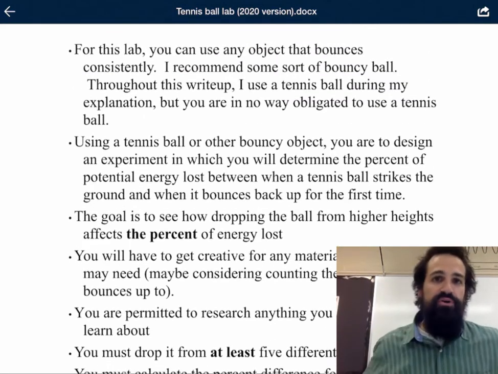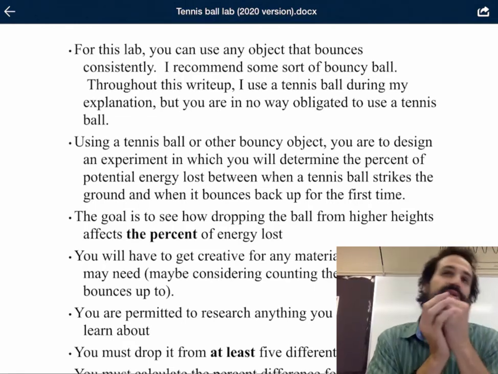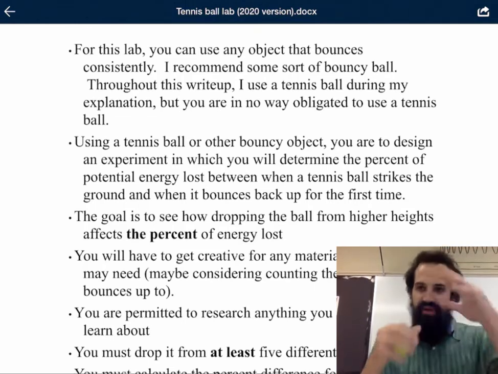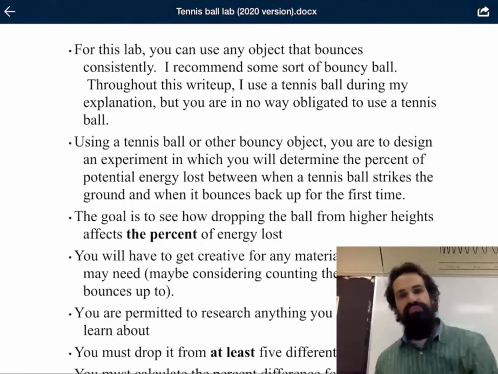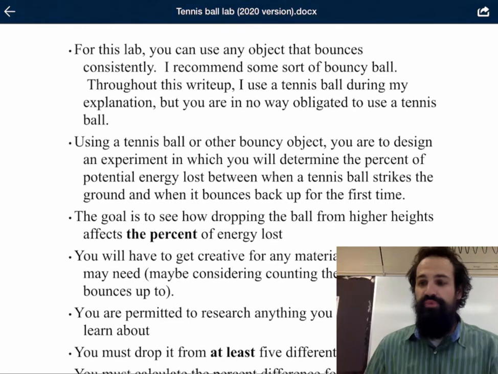So first of all, you can use any object that bounces consistently. I'm using a tennis ball, but you can use anything you want as long as it bounces straight up and doesn't go shooting off to the side. As long as it bounces back up, you're in great shape.